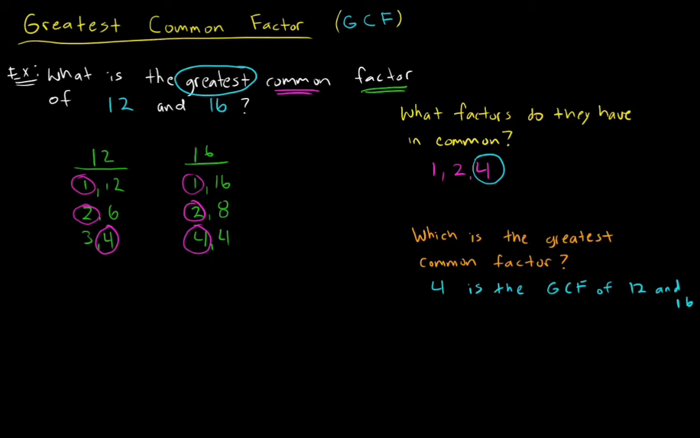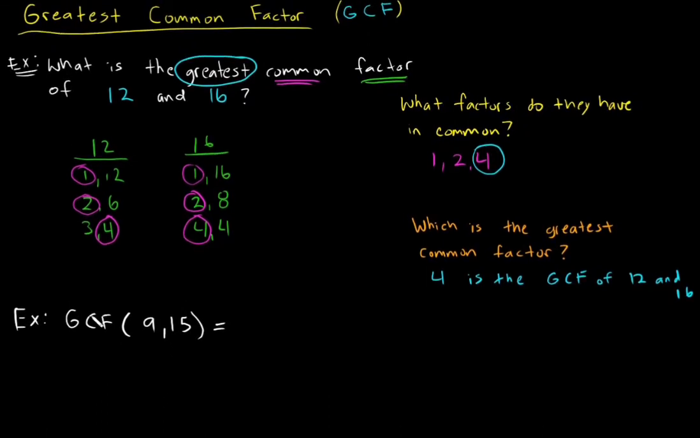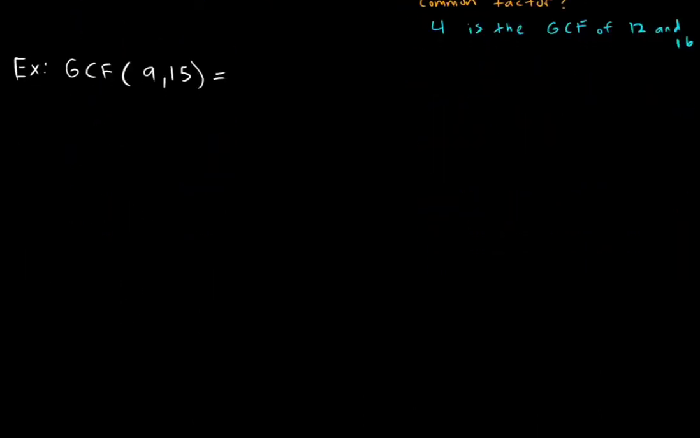Let's do another example. Here's an example of how you might see it also, where they just have GCF, greatest common factor, and they have parentheses and two numbers in there. So they want you to find the greatest common factor of these two numbers. So as before, you start off by first finding the factors. So let's list out the factors.